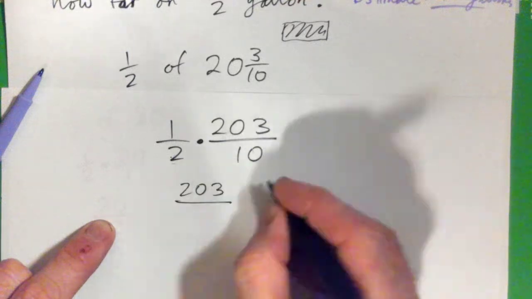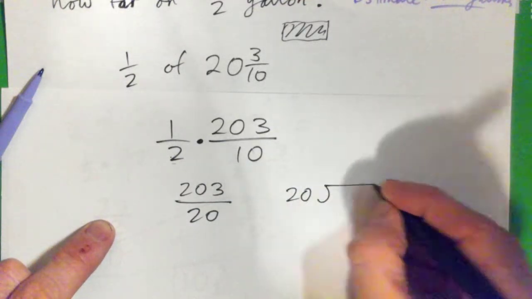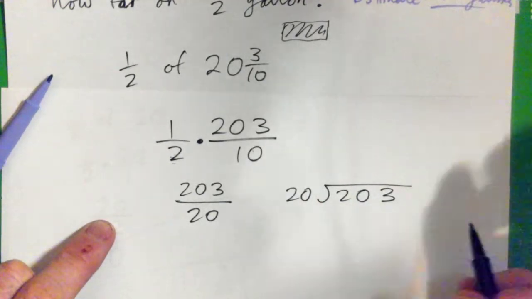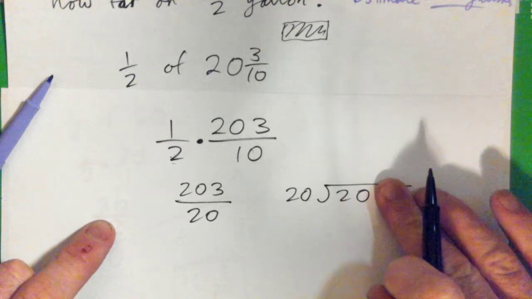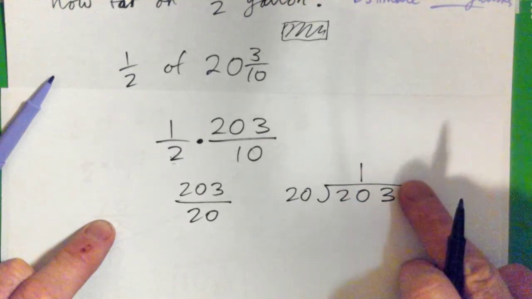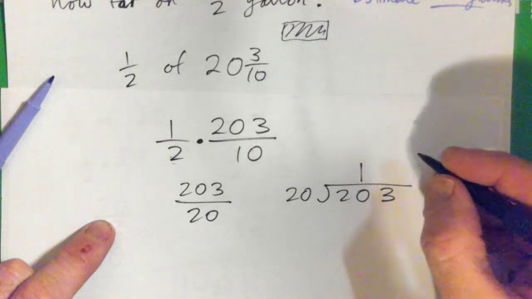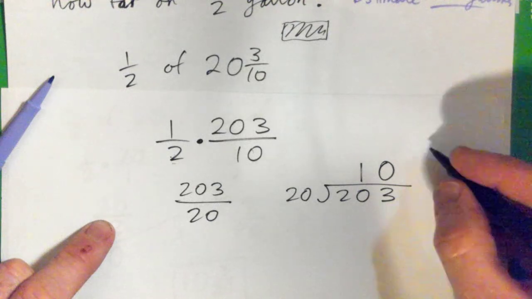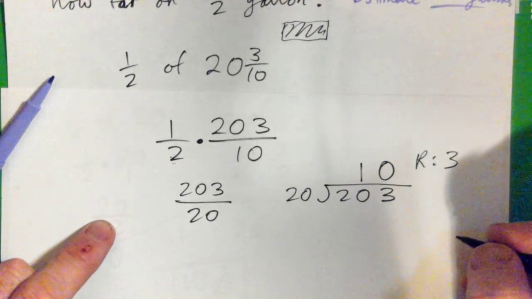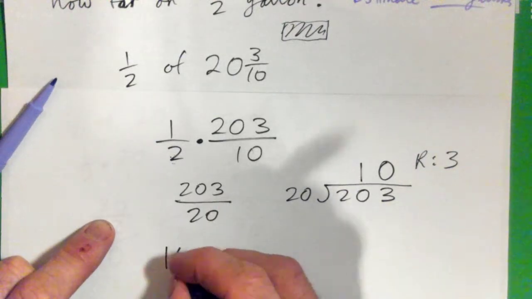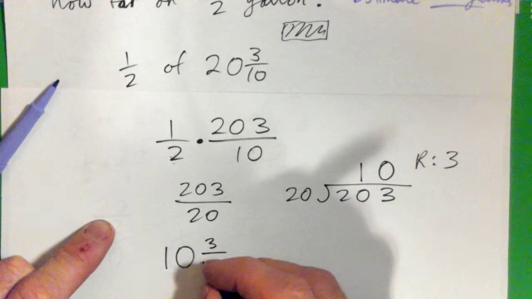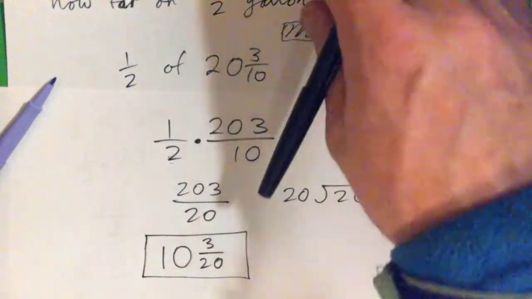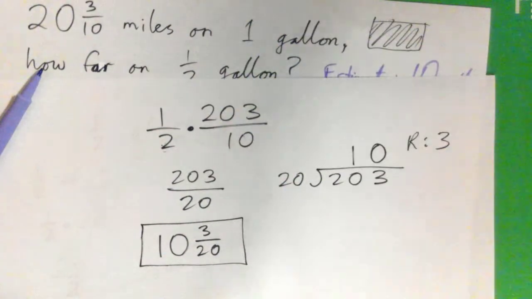So we simply get 1 times that is 203, and 2 times 10 is 20. So we've got to go 20 into 203, right? To turn it into a mixed number. So 20 into 20, one time. 20 into 3 is 0, right? And remainder 3. Does that make sense? Right. So 20 into 3 is 10 times remainder 3, so 10 and 3/20. So on a half gallon of gas, the car can go 10 and 3/20 miles. So we did it 2 different ways, right?